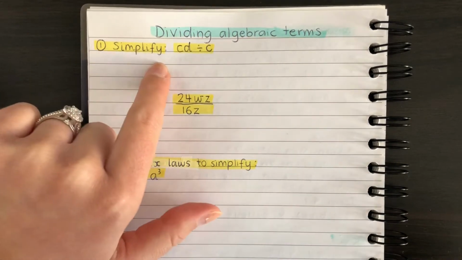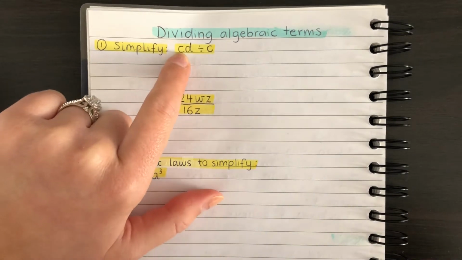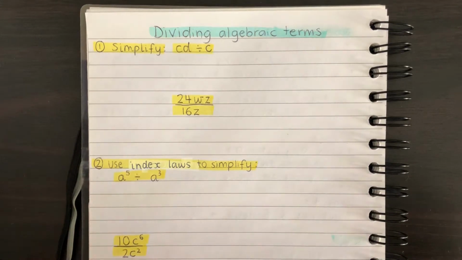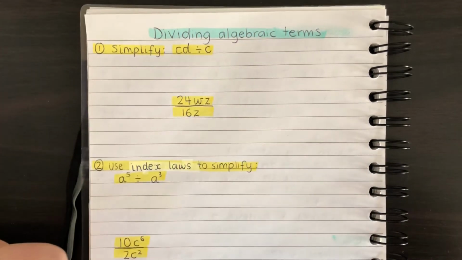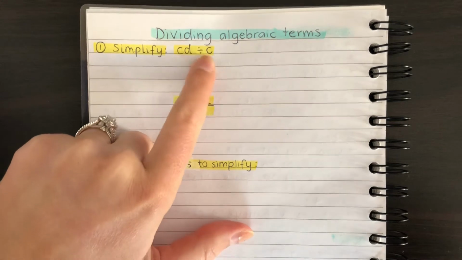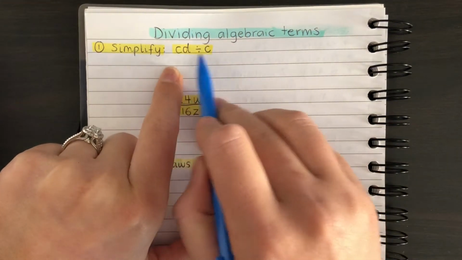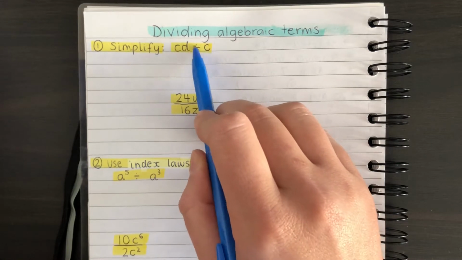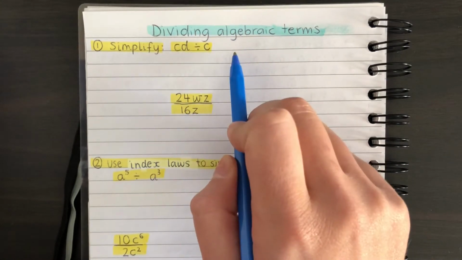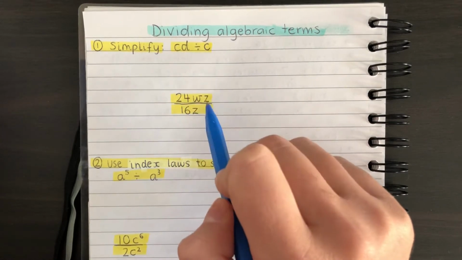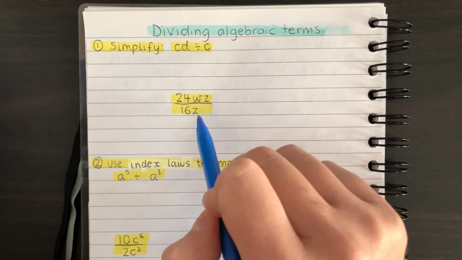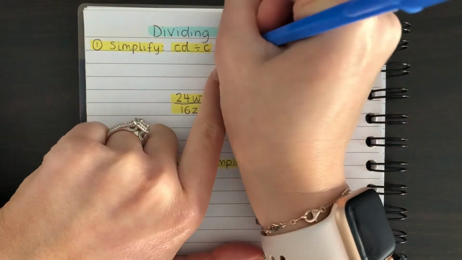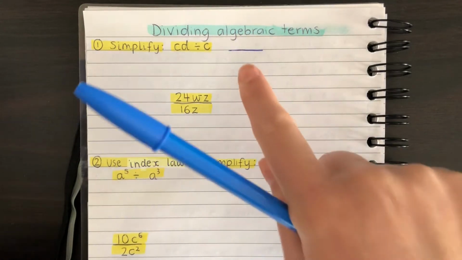Now, question 1, simplify. CD divide by C. Now, for me personally, and what I encourage you guys to do is when you see a question written down like this, all on the one line and the actual division sign written like so, I want you to rewrite it because it's easier for you to visualize that it actually is a division. And I want you to write it in this form like this. So with a line in between like so.